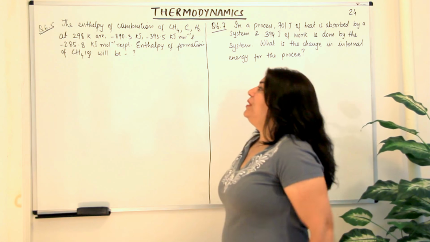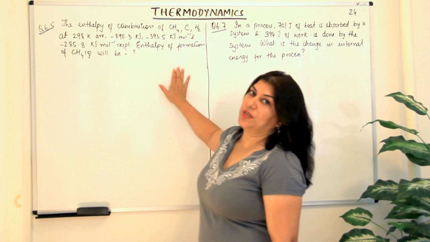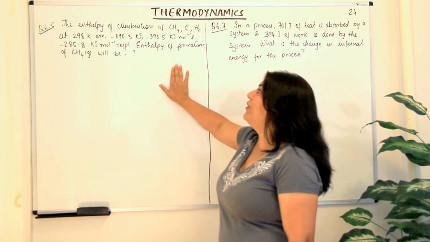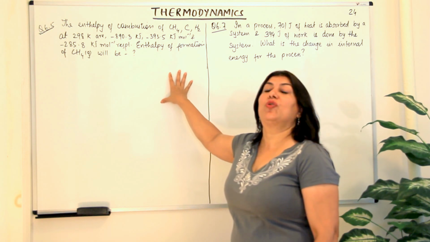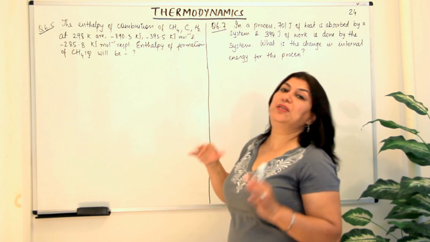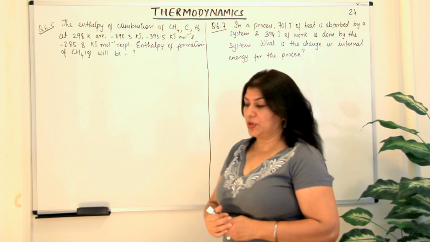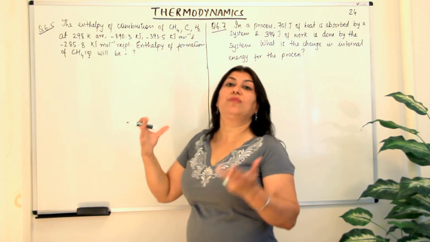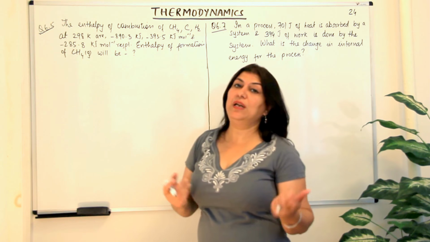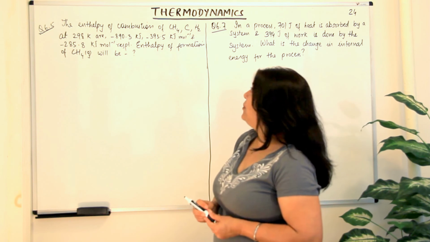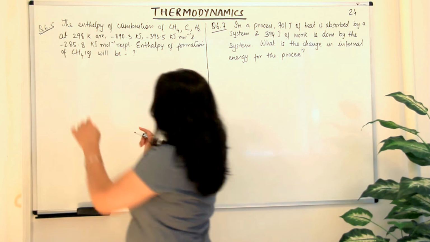Enthalpy of formation of methane will be, there are four options given. So the question is that you have to calculate the enthalpy of formation of methane from the enthalpies of combustion of these three fuels. So let us first write down what we know, and then from that we'll proceed with finding out the enthalpy of formation of methane.